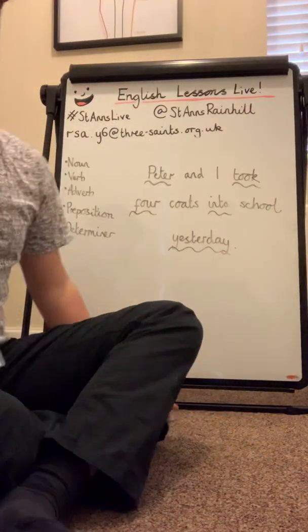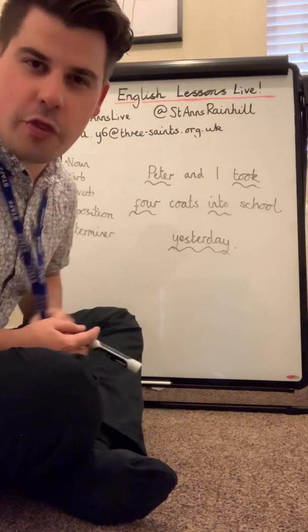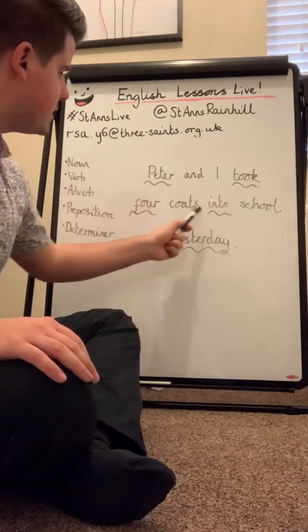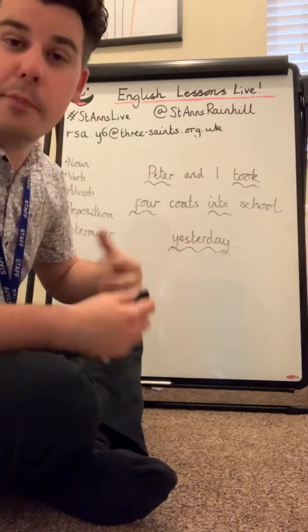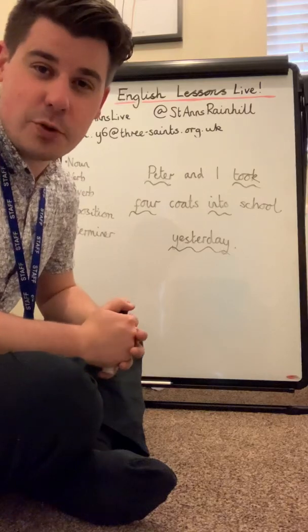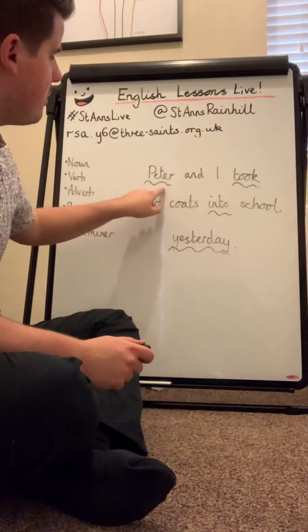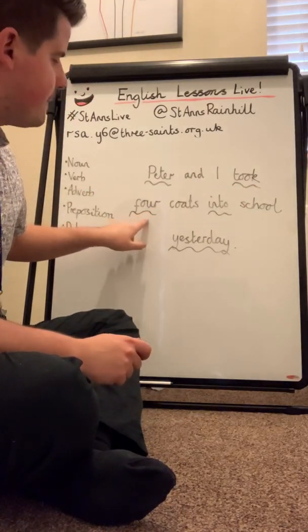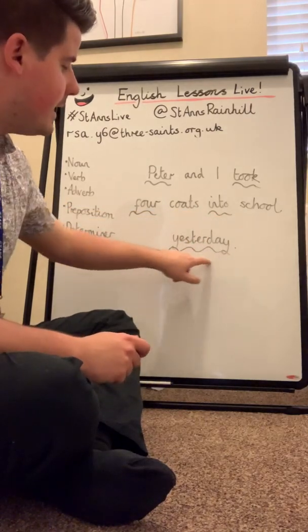So Year 3 and Year 4, it's both the same for you today. I have given you a sentence on the board, and your sentence is, Peter and I took 4 coats into school yesterday. Not sure why, maybe they took them home by mistake, but they brought 4 coats into school. And you can see I've underlined 5 of the words. I've underlined Peter, I've underlined took, I've underlined 4, I've underlined into, and I've underlined yesterday.